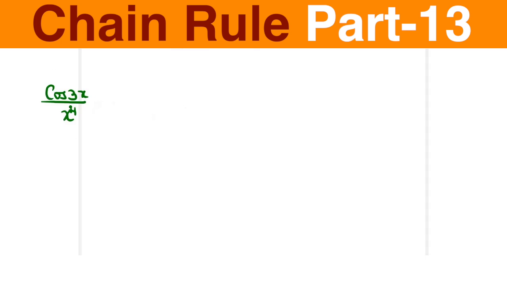So the u here is going to be equal to cos 3x because the numerator is always the u. The v is going to be the denominator, in this case x power 4. Calculating v dash is very easy, so let me finish that first. v dash is simply 4x cube. Now to calculate u dash is where we are going to apply the chain rule.